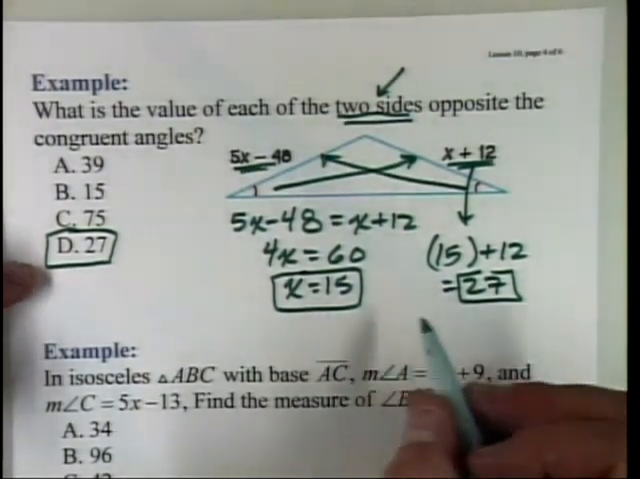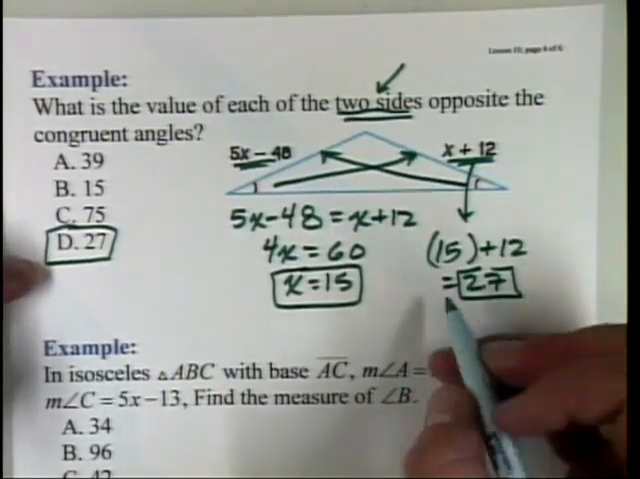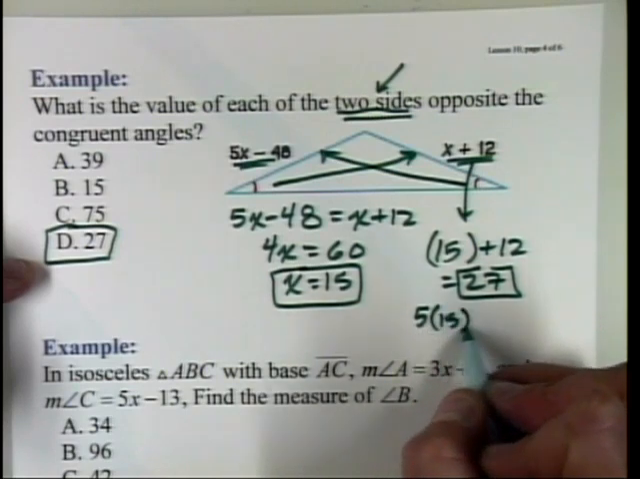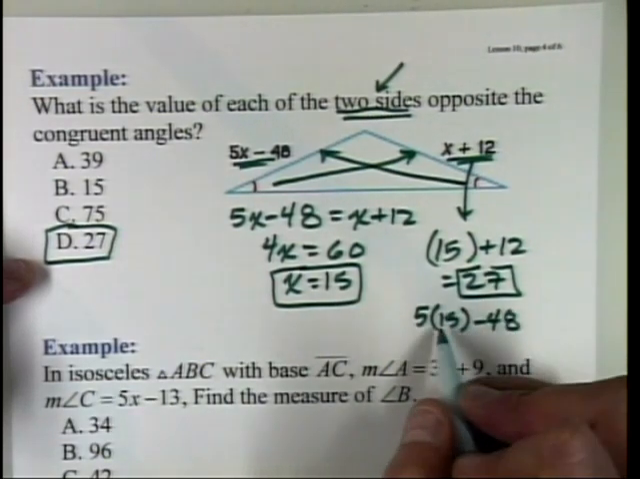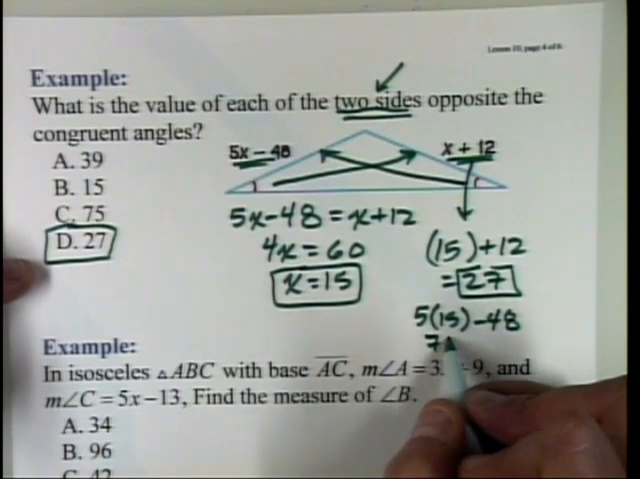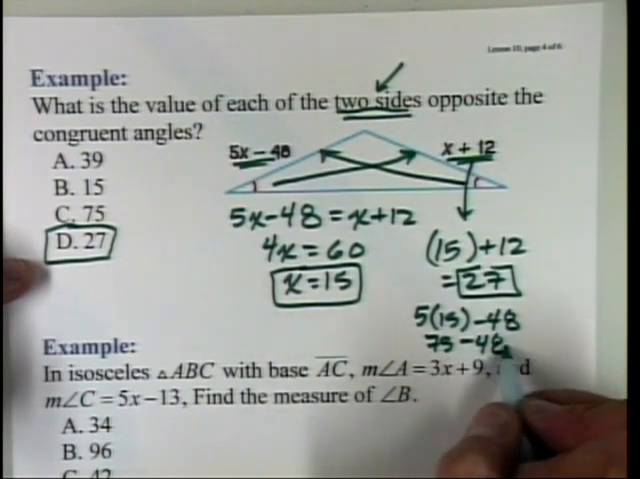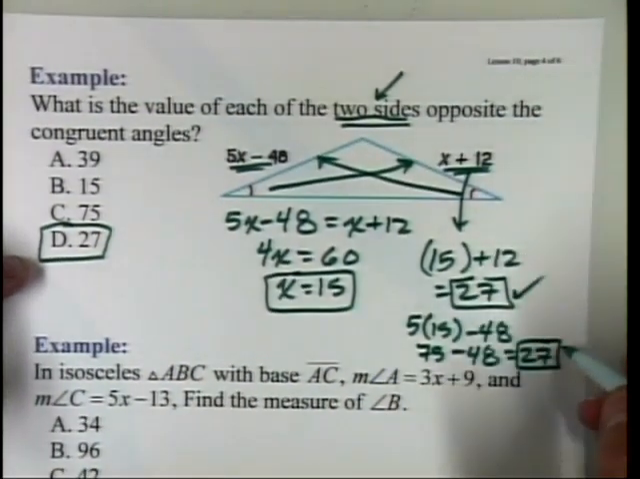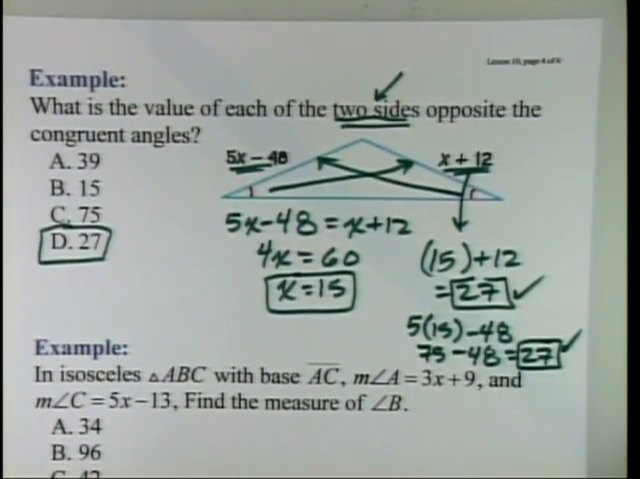If you have time, again, you could check yourself and challenge yourself mathematically. You can plug it into the other leg. 5 times 15 minus 48. And 5 times 15 is going to be 75 minus 48, which is, in fact, 27. So again, it's a good check that once we found our x, that we plug it in and make sure that we're getting the exact same answers.